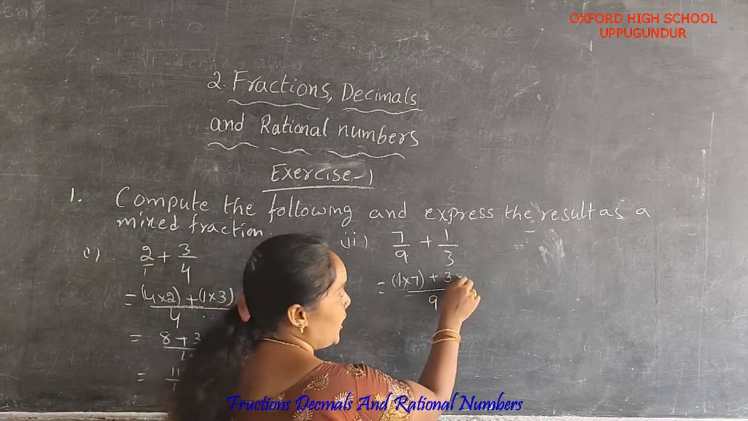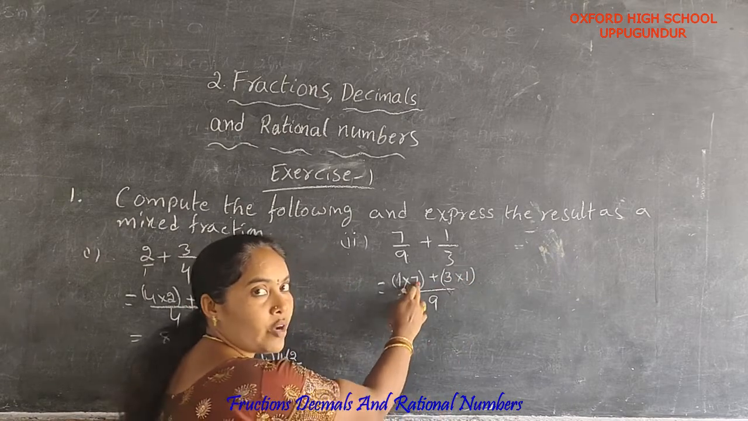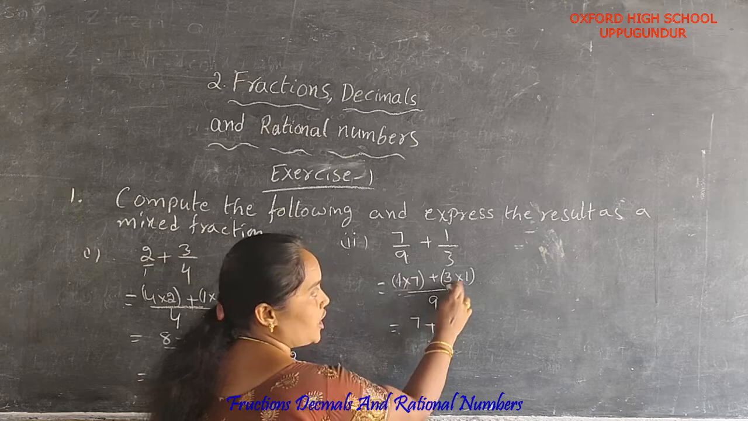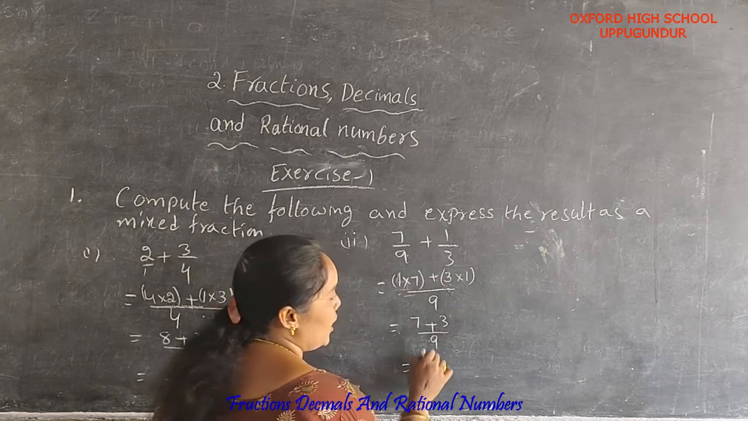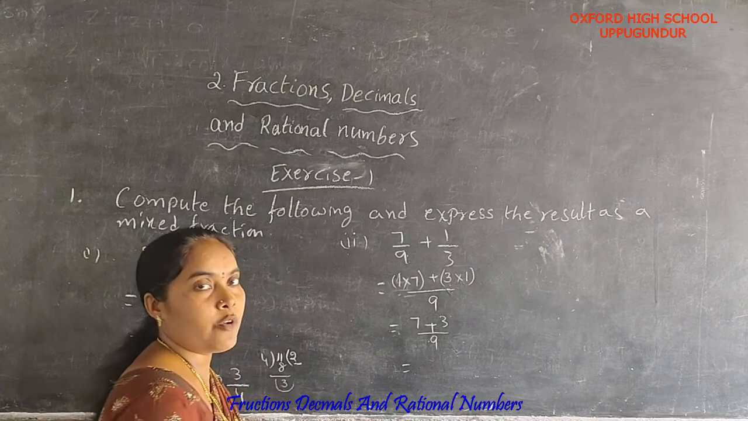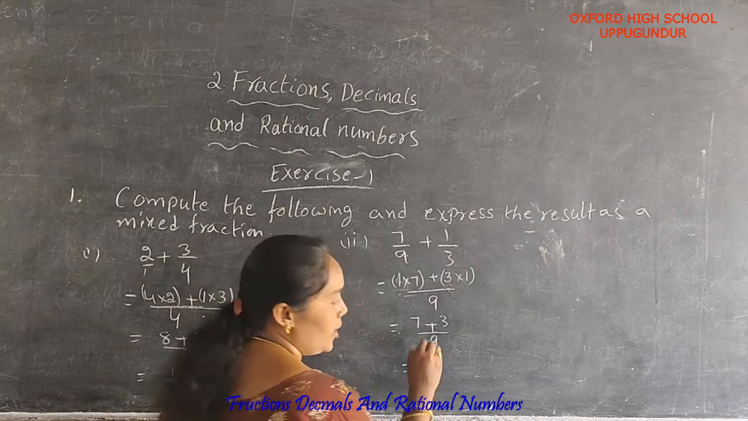3 times. So 3 into numerator 1 equals, 1 into 7. 1 7 is 7 plus 3 into 1. 3 1s are 3 by 9 equals 7 plus 3. 7 plus 3 how much? 10. 10 by 9.